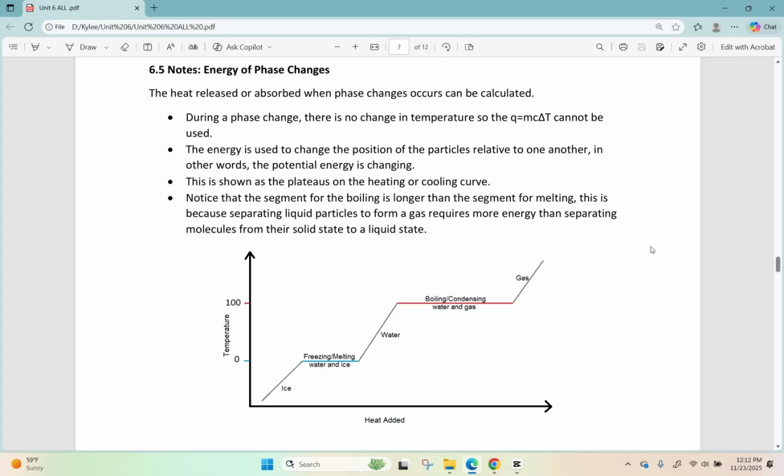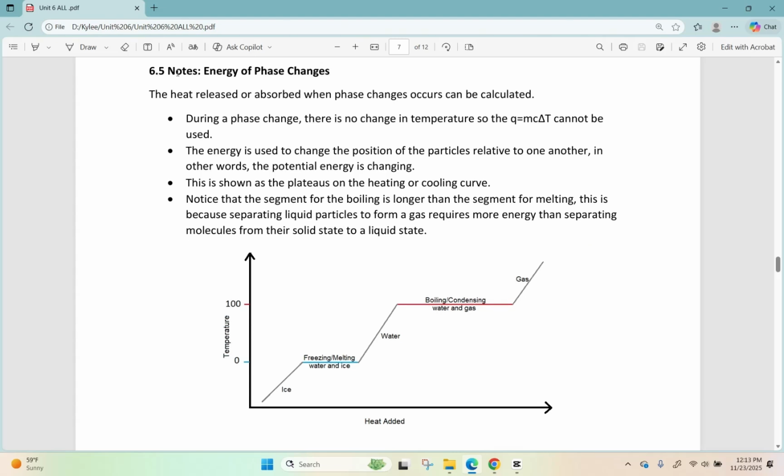Hey everyone, I am here with 6.5, which is the energy of phase changes. So, this diagram we're looking at is sometimes called a heating curve, or if it is the opposite, a lot of times it might look like this, where it is the inverse graph. That might be called a cooling curve.